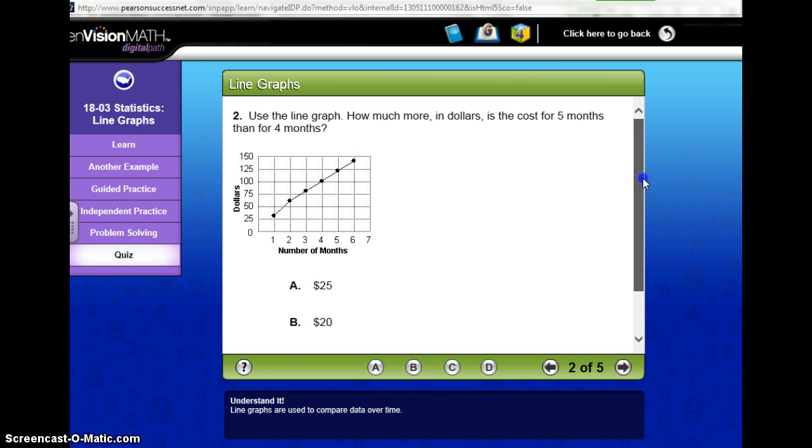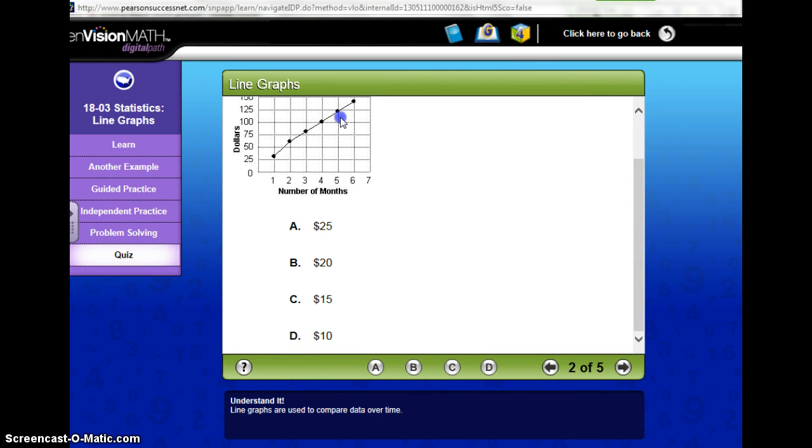use this line graph. How much more in dollars is the cost for 5 months than 4 months? Here's 5 months. Here's 4 months. How much more is 5 months than 4 months? $25 more. What did you do? When it says to get from here to here, you took 25 away. Well, we're finding the difference, right? When we ask for how much more, that means subtract. So that's what you did. 125 minus 100. You could do that one in your head, right?